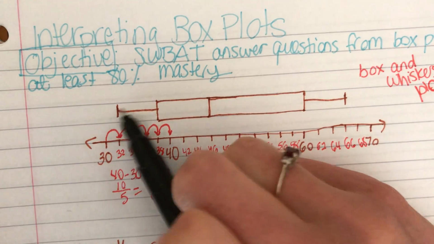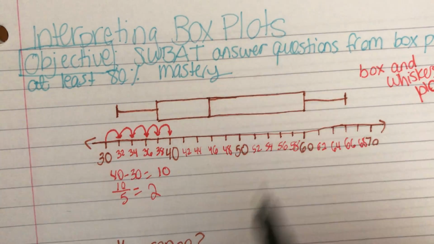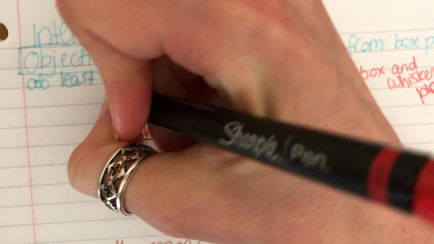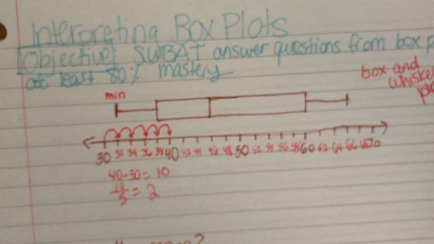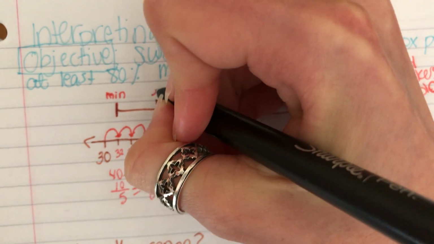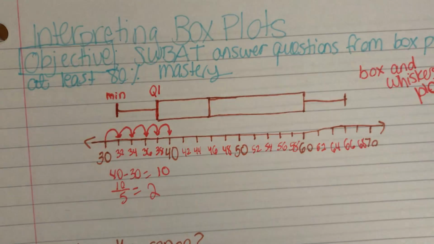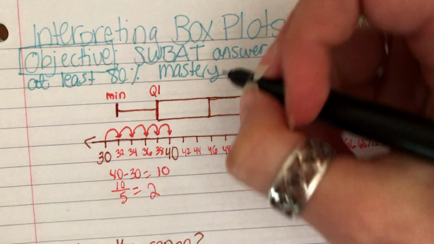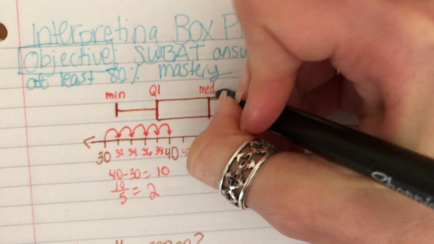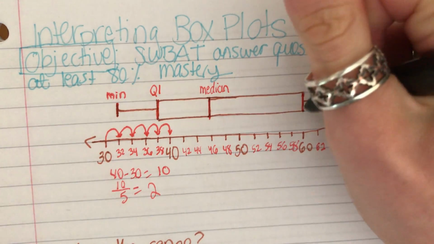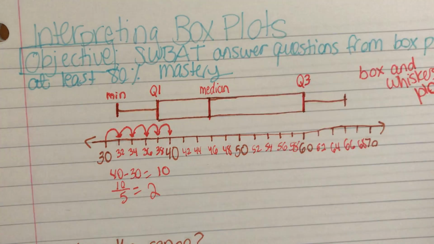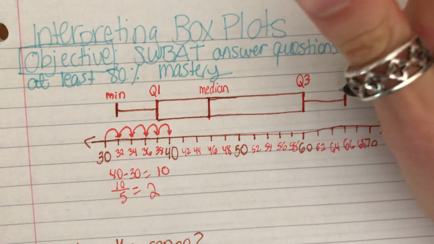Each of these vertical lines, part of the plot, those are the important lines. This one right here we call the minimum, or the min for short. This right here is Q1, or quartile 1. This line right here is the median. The next vertical line, we call that Q3. And finally, this line right here is the max.